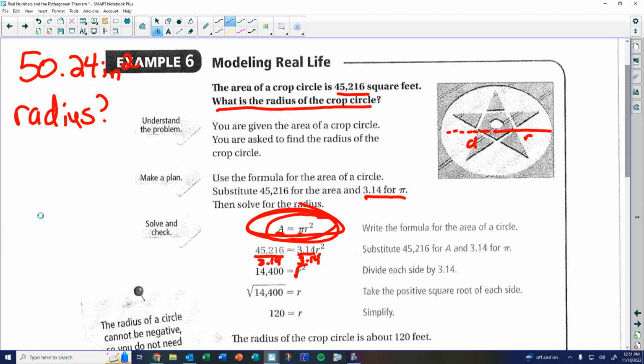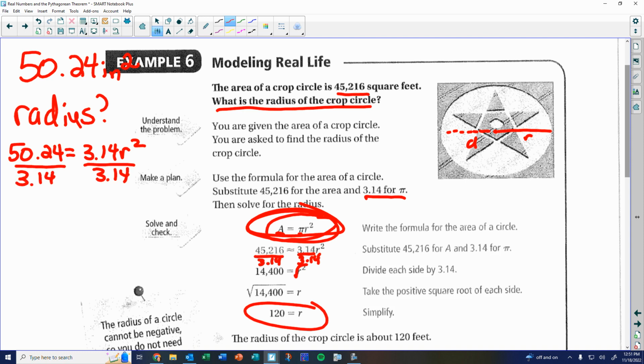All right, so if I plug 50.24 in for the area and 3.14 for pi, I got to solve for r, right? We want to get our equation like they did down here for r. So what's the first thing I have to do, Peter? Divide 3.14 on both sides. Yep, 3.14 on both sides. So on the right-hand side, when I divide 3.14 by itself, that's 1. Caesar, what's 50.24 divided by 3.14?